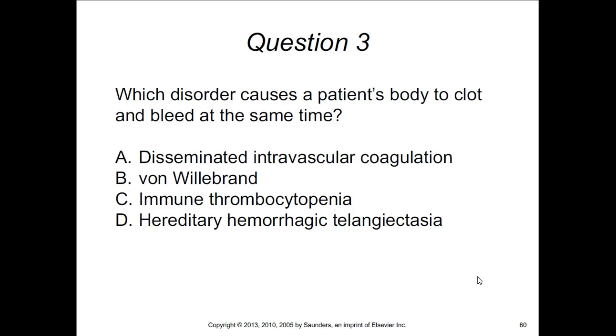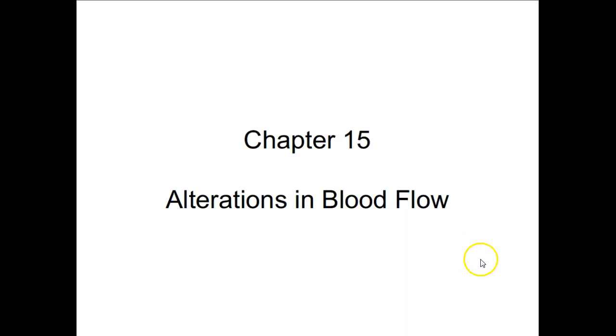Right, so which disorder causes a patient's body to clot and bleed at the same time, right? And so we just talked about it. That's DIC, disseminated intravascular coagulation, because you're clotting, and because you're making these microclots inside of the blood vessel, then you're going to bleed because it's not available to clot the blood out of the hole in your blood vessel.